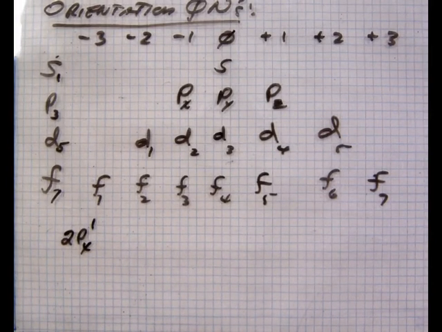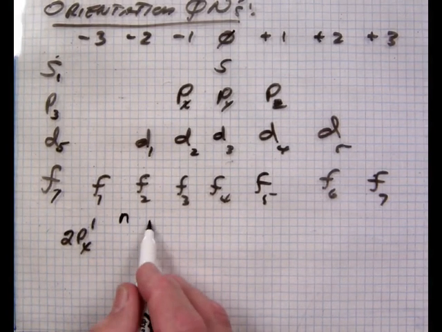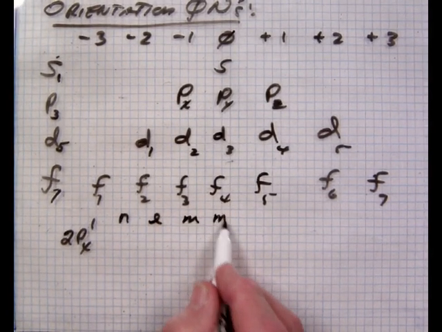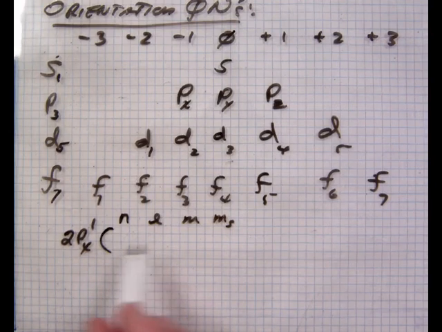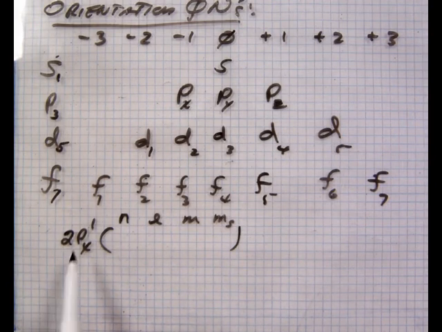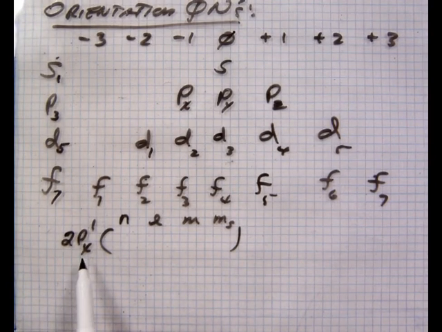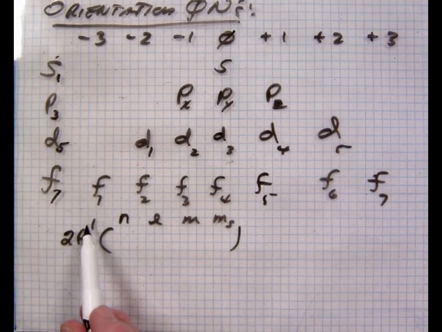So what I'm going to give you now is a 2px1. And what we want to do is the N, L, M, and M sub S for that. This is a single electron. It's in the 2nd energy level. It's in a p orbital. As a matter of fact, it's in the px orbital. And there is just 1 in that orbital.